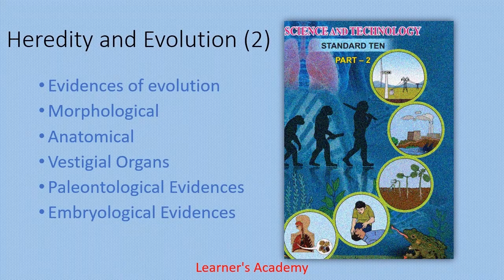This is Mona Bhatia. In Science and Technology Part 2, I'm going to cover the second lecture on heredity and evolution. The points that I'm going to cover are evidences of evolution: morphological, anatomical, paleontological, embryological evidences along with vestigial organs. And I'm going to cover the carbon dating method also. So there's a lot to learn. So keep watching, stay focused.